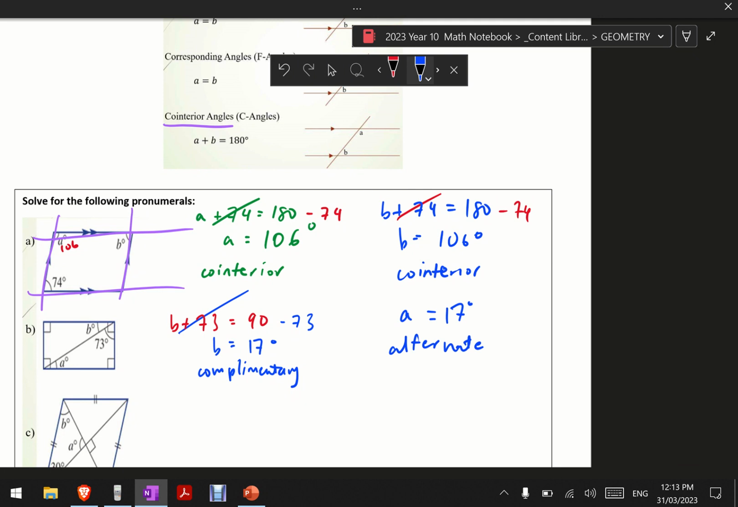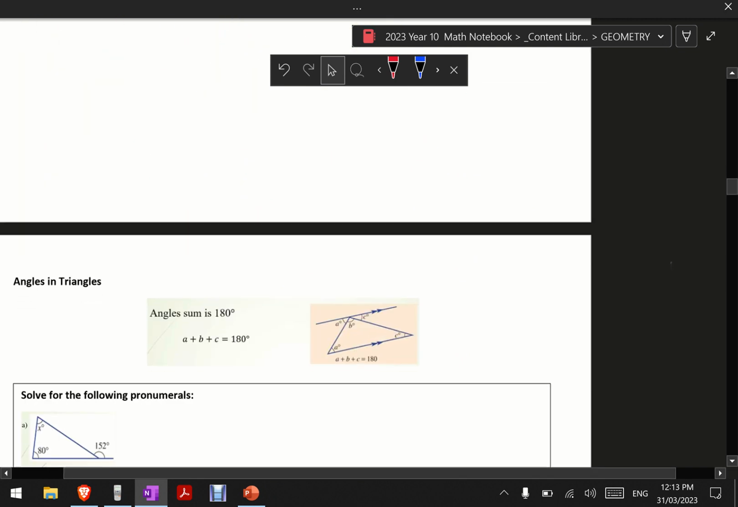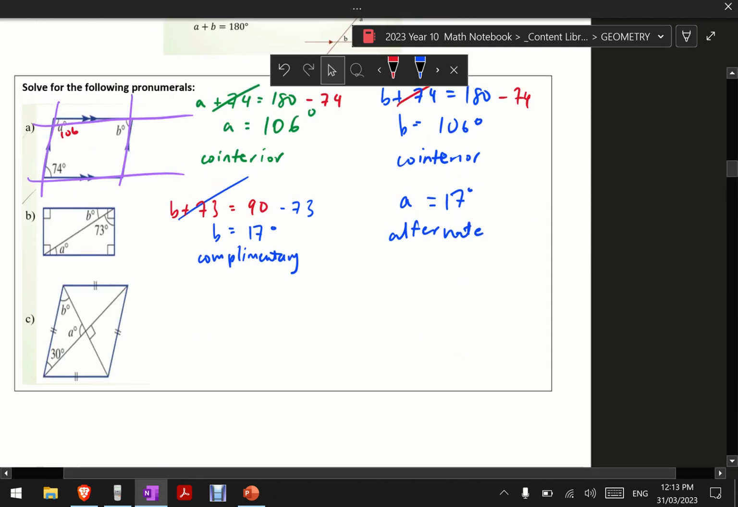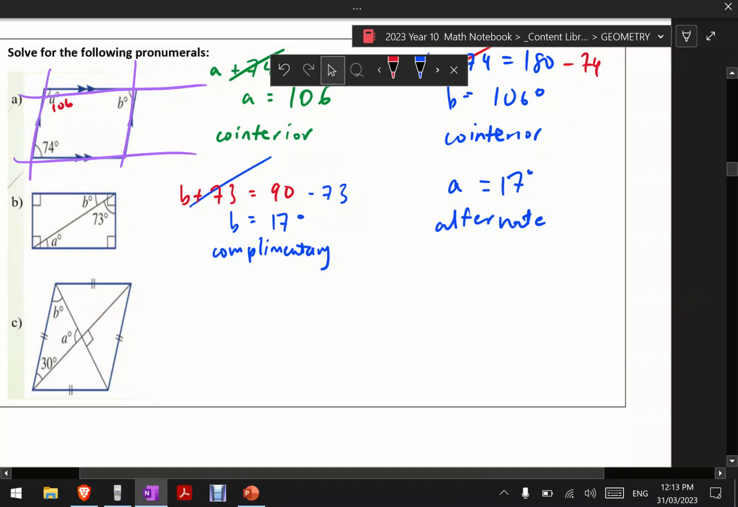I could have said 73 plus A plus the right angle equals 180. But yeah, we won't go that far. All right, last one, and then you guys can start working. This one here. Angle A and angle B.